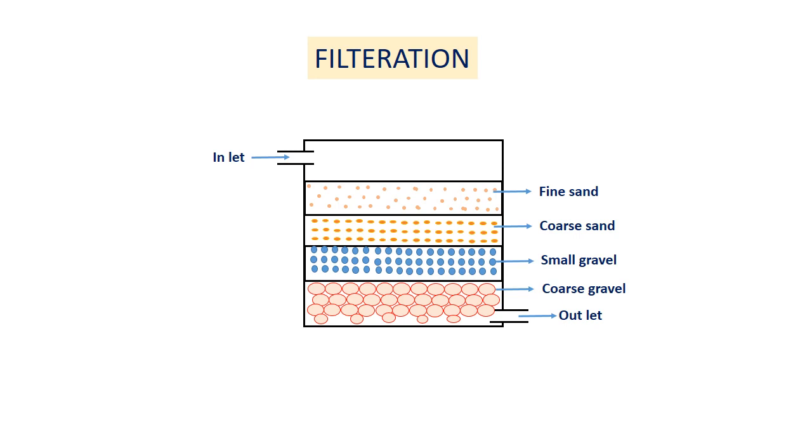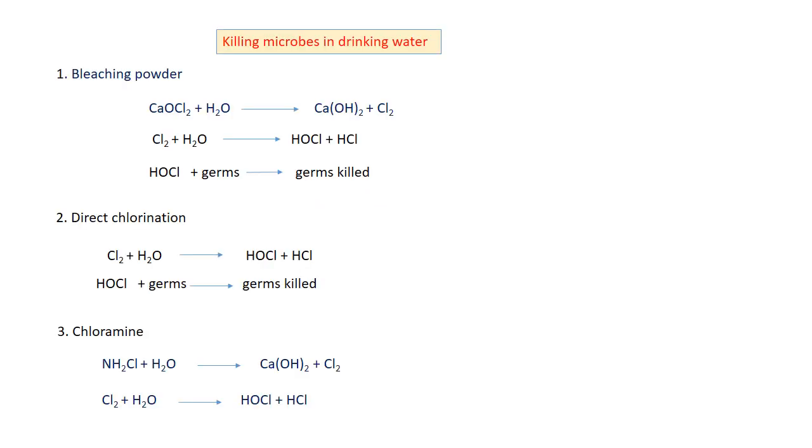so that the blocked pores can be removed easily. Now, how do we kill the microbes in drinking water? The best one is bleaching powder. What is bleaching powder? It is calcium oxychloride. When dissolved in water, it forms calcium hydroxide and chlorine. It releases chlorine.